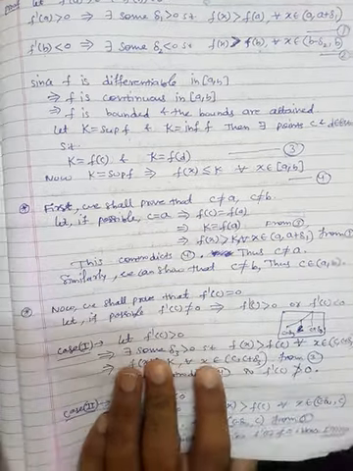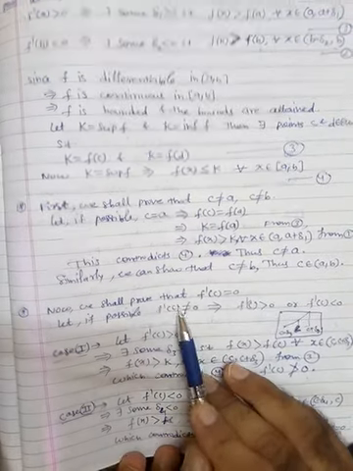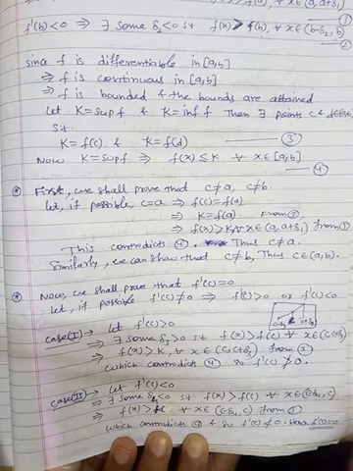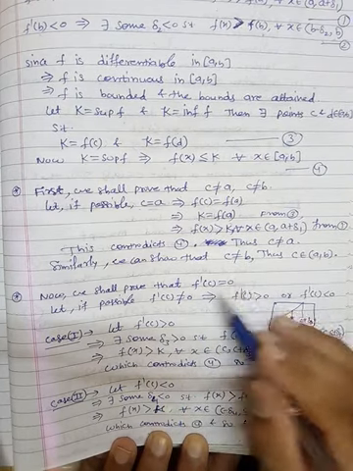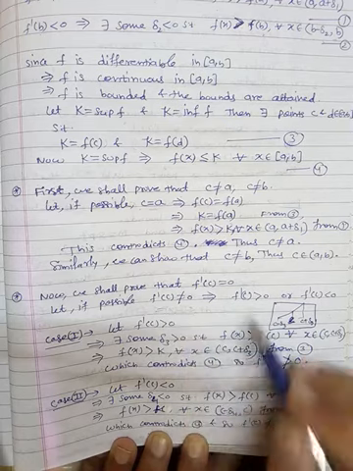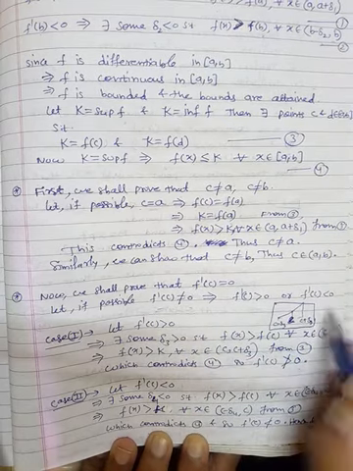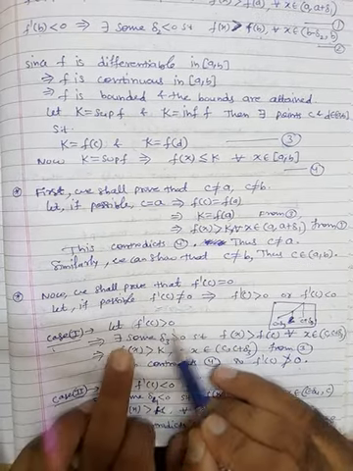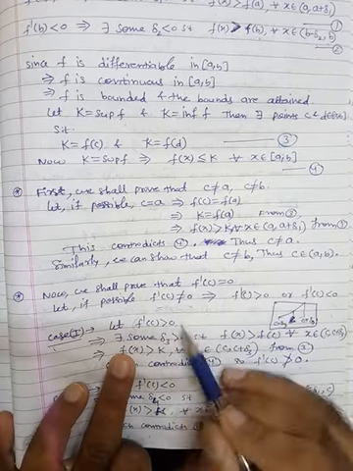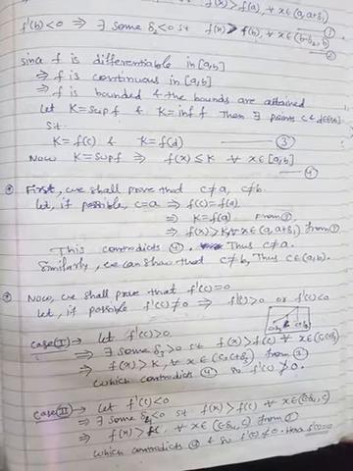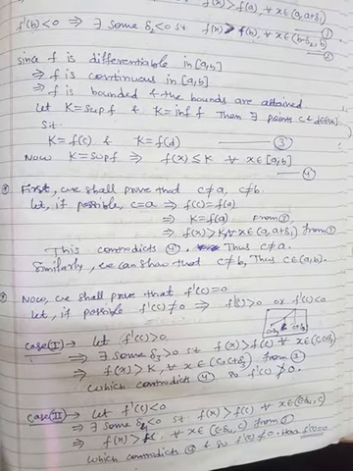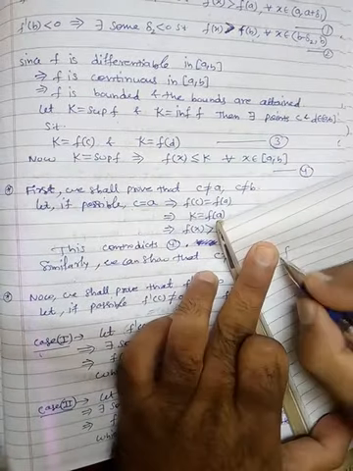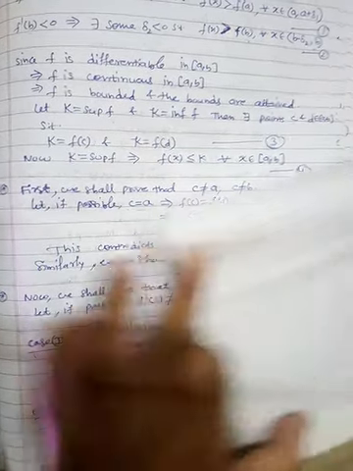First part is over. Now we shall prove that f dash C is 0. Again we will use the concept of contradiction. Suppose this is not 0. Then it is either positive or negative. So suppose positive, case 1: f dash C is positive.